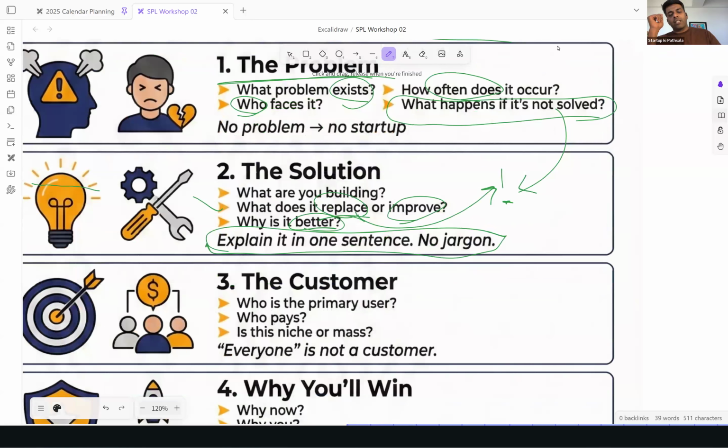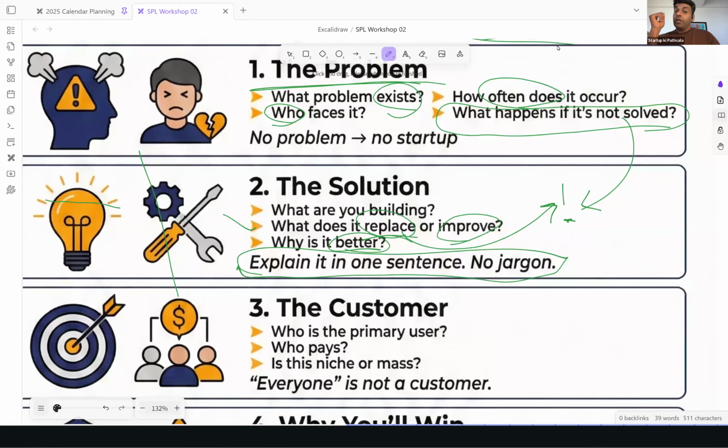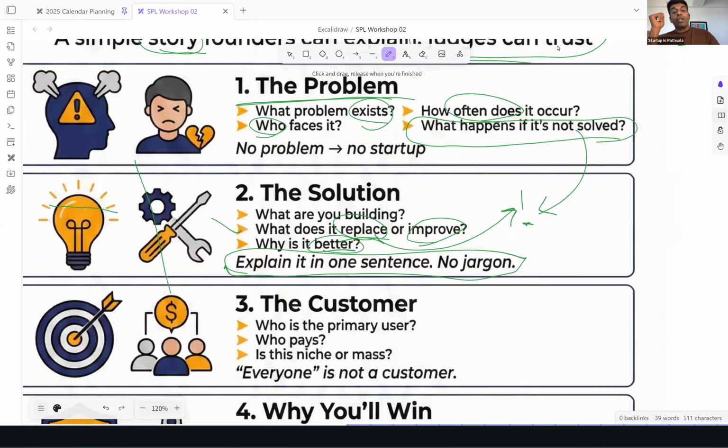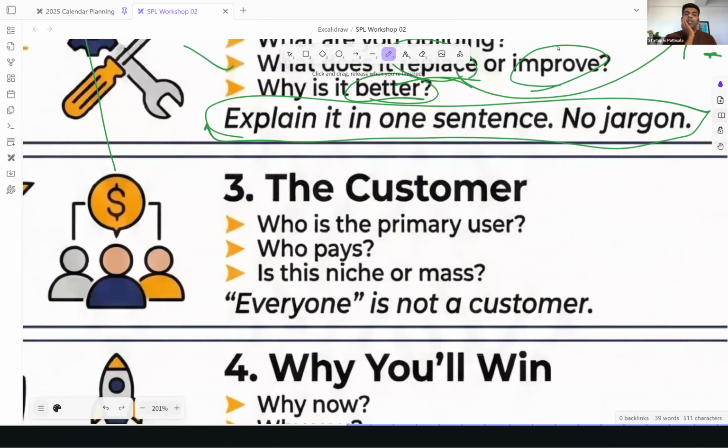Then let's think about the customer. So far, what has happened? We have looked at the problem. We know the solution. Now you need to clearly tell who the solution is for. Who is your primary user and who pays?